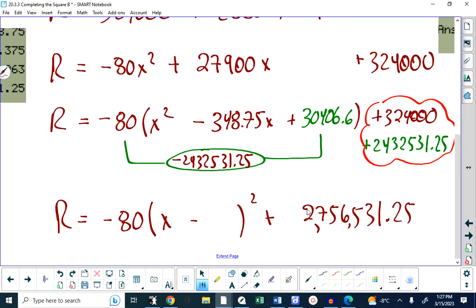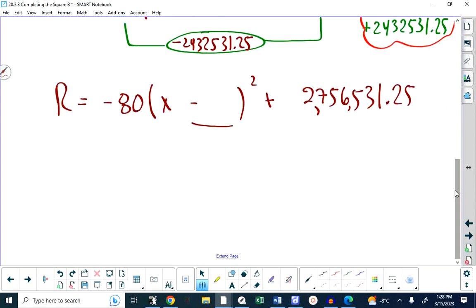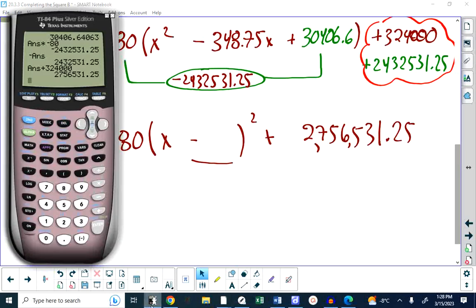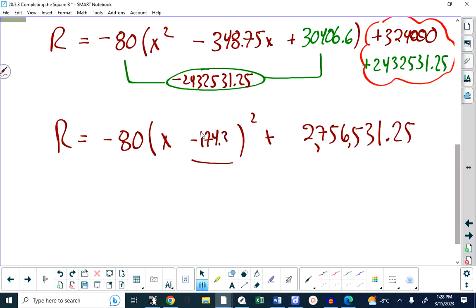What number goes here? Well, I have to take half of the number in front of x. And this is where the reasonableness of this answer goes out the window, but I'm going to justify the wildly inflated ticket price for you in a second. Okay? I need to take 348.75 divided by 2 and get 174.375. Okay?